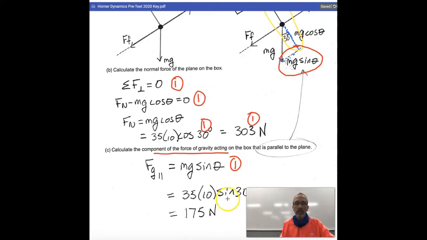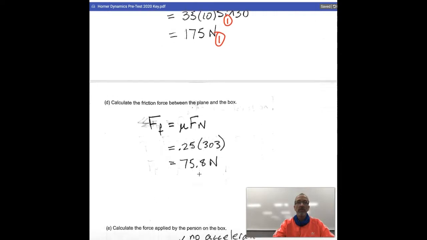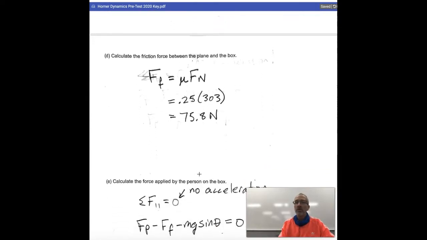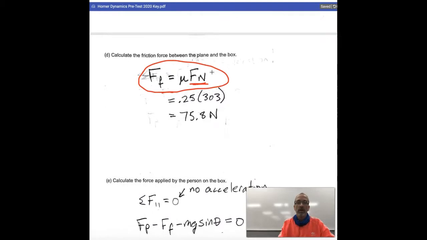Then we're going to plug in our numbers. So that's 35 times 10 sine of 30, and we get 175 newtons. That was pretty easy to do. On the next page, they want us to find the force of friction between the plane and the box. Just like we did in the previous problem, we just used the force of friction equation. We did find earlier in letter B, we found the normal force. So this comes from letter B, and we just plug that in times 0.25. We get a final number then of 75.8, and our points come from here.